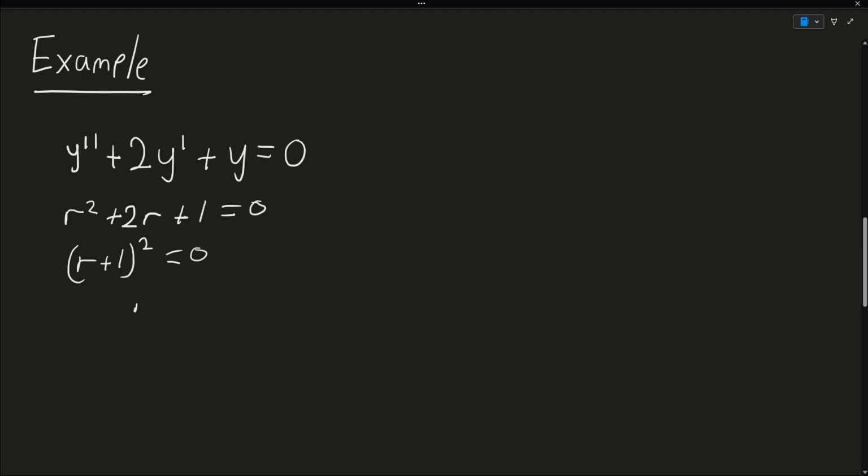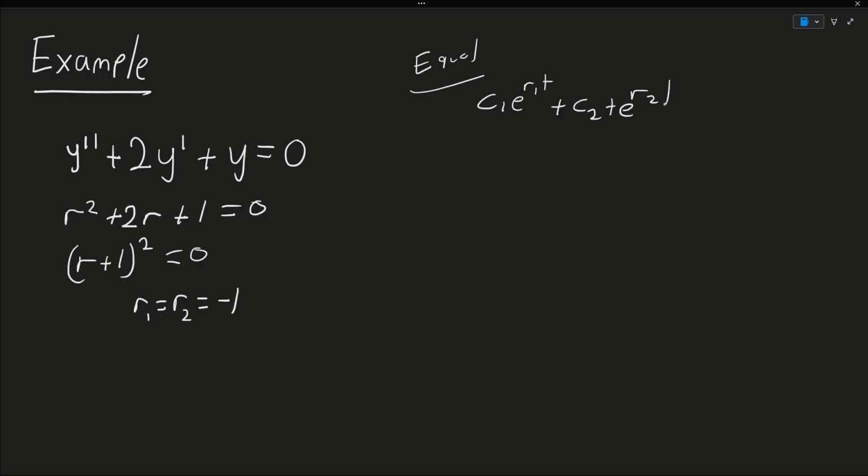And now we know that r1 equals r2 equals -1. So we have equal real roots. So what was the formula for equal real roots? Let's just note that real quick. The formula is c1 e to the r1t plus c2t e to the r2t, considering y is a function of t.